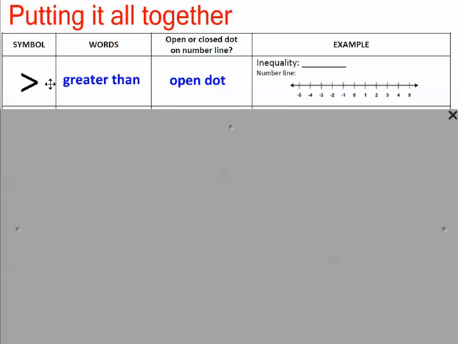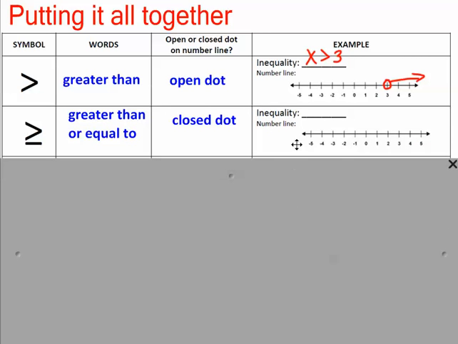All right, so let's put this together here. So we've got my greater than symbol. It means greater than. It's the open dot, so you need to write that. And then let's write an example. So let's say I have x is greater than 3. X is greater than 3. So it doesn't include 3. So I'm going to go to 3 and put an open circle, but then it's everything greater, so it should be everything in that direction. Okay, you're going to have to make a number line there.